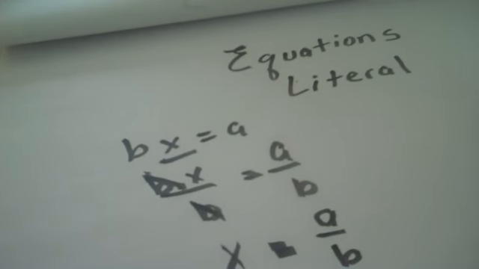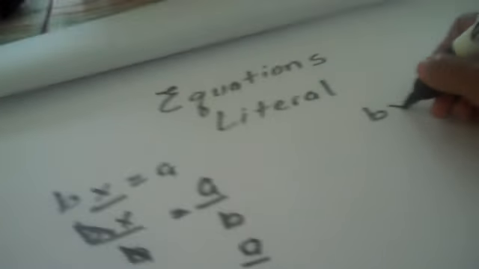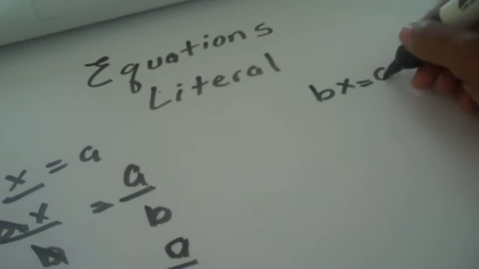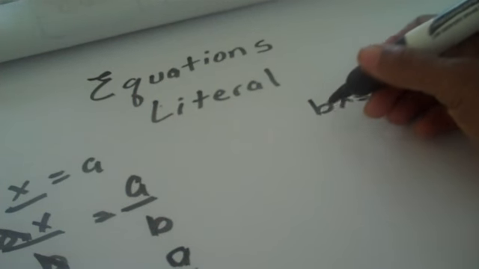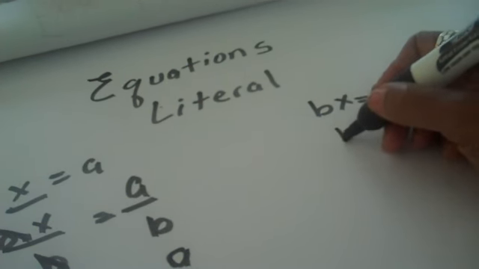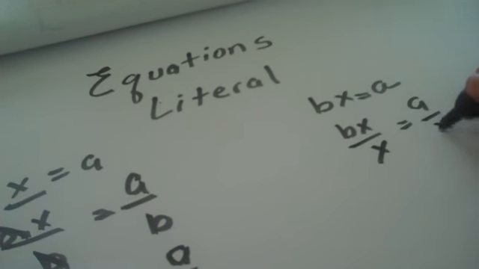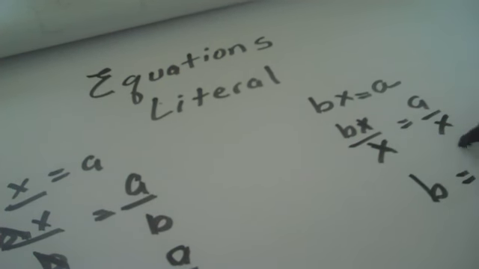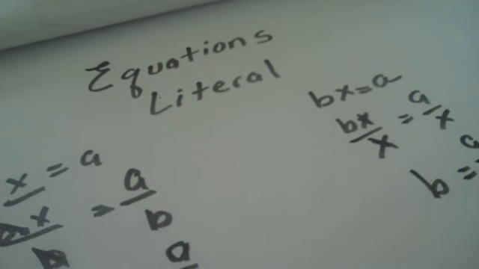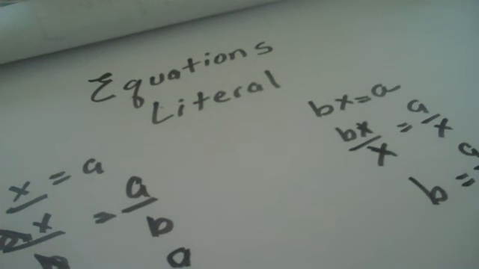Let's look at this same equation, and this time, let's solve it for b. Now, x is the coefficient of b, so we're going to divide both sides by x. The x's divide out, and b is equal to a over x. So the term that gets divided out is the one that is the coefficient of the variable that you are solving for.